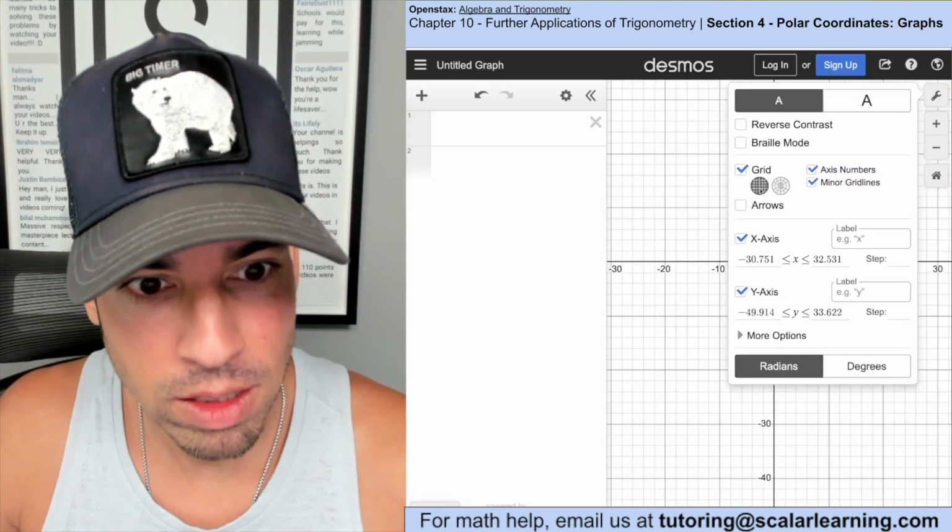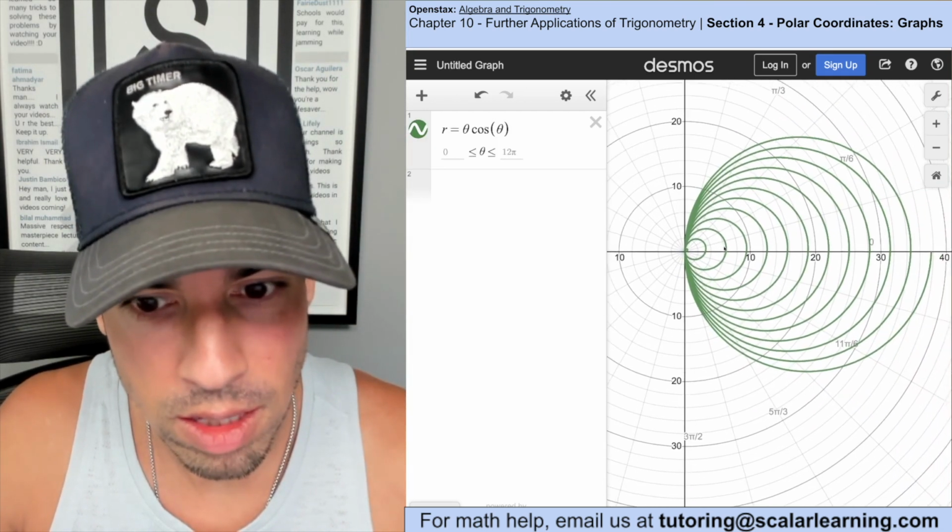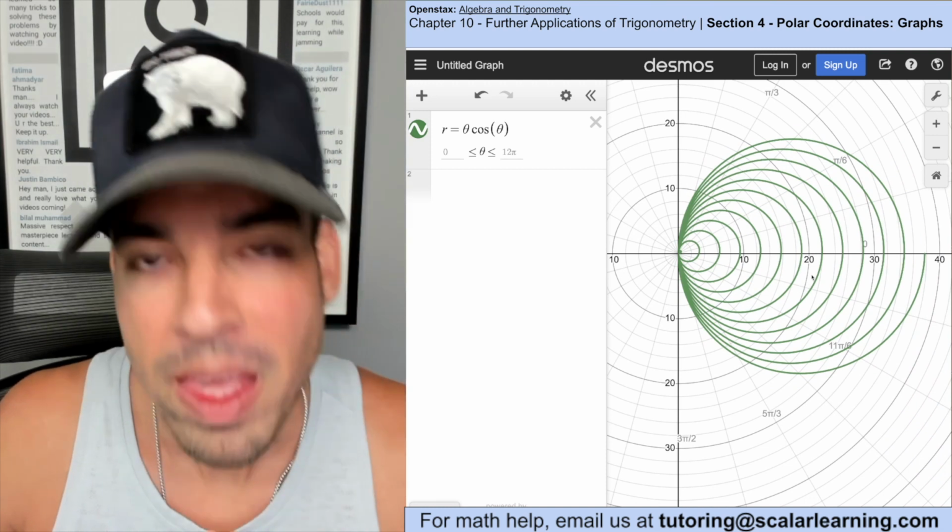Just make sure you've not selected the grid, but this mode. And here we get this really cool shape like this. If you zoom out a little bit more, you get a clearer picture. That's how you do it.